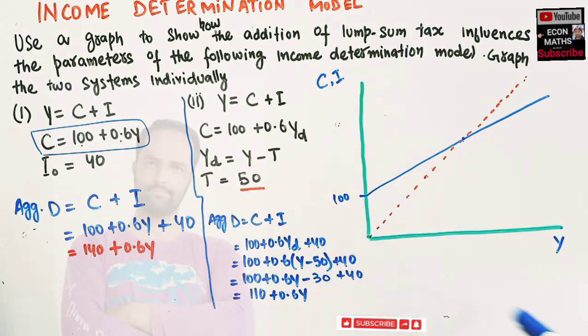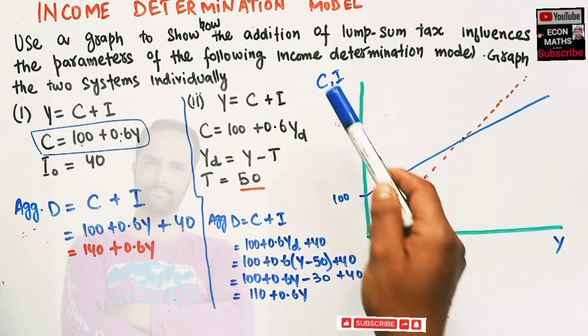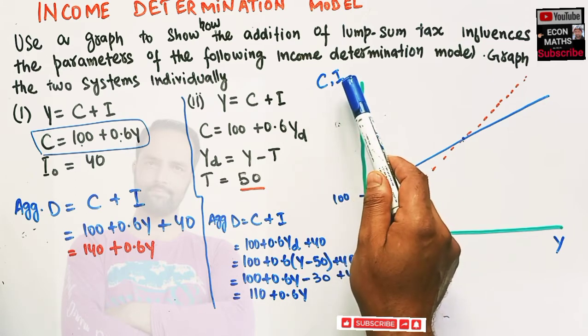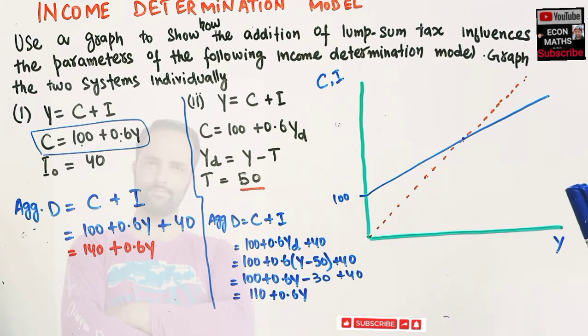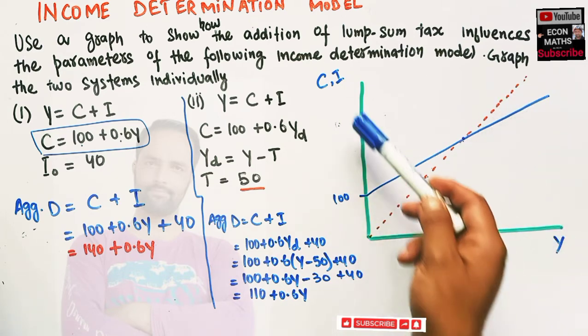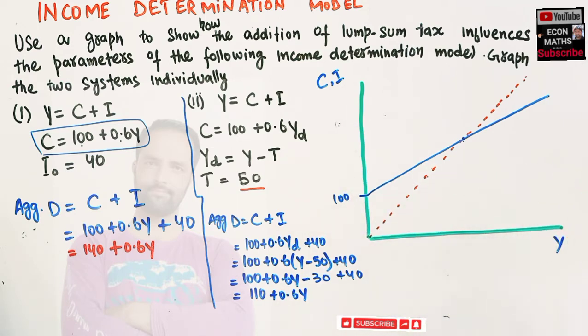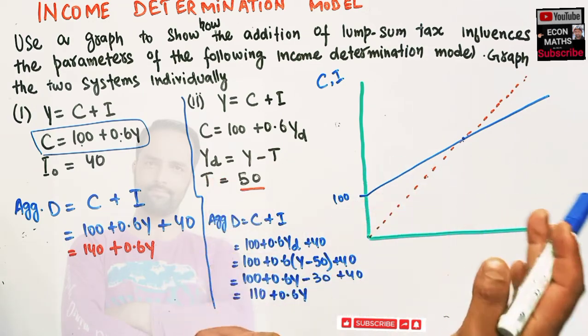If I draw the graph, on the horizontal axis we measure the real GDP or output, and on the vertical axis we measure the aggregate expenditure, that means consumption expenditure and investment expenditure. We draw a 45-degree line. This 45-degree line shows all the points where our aggregate expenditure is equal to our output or GDP. So any point on this 45-degree line will be a point where our output is equal to aggregate expenditure.